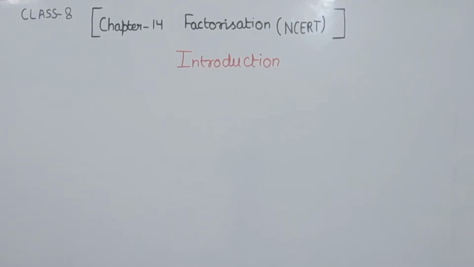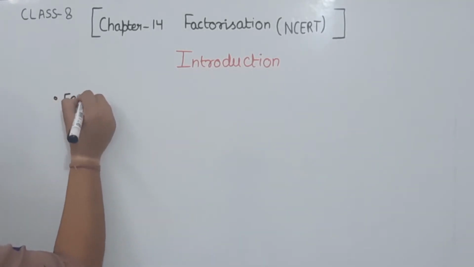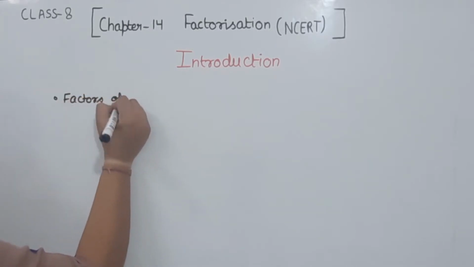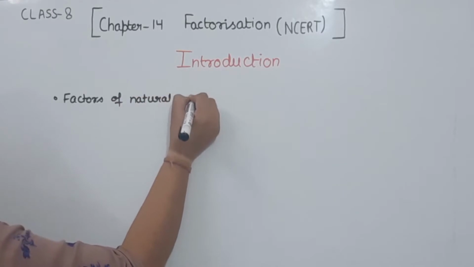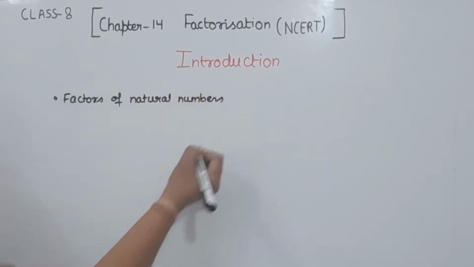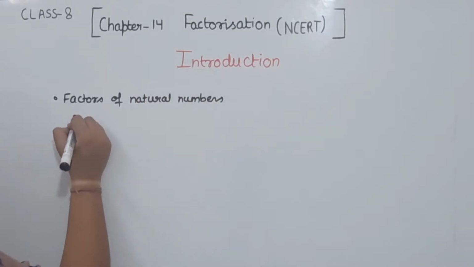This video, we are going to get the introduction of the chapter. So first of all, we are going to understand what is the factorization. For that, we are going to understand the factors of the natural number. So factors of natural numbers. Now, suppose I am going to take 30 as the example.